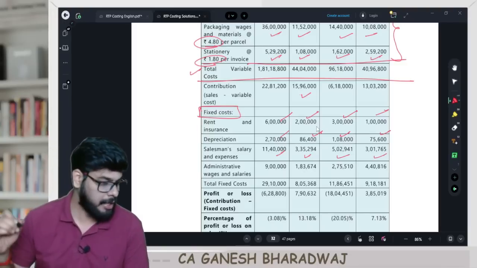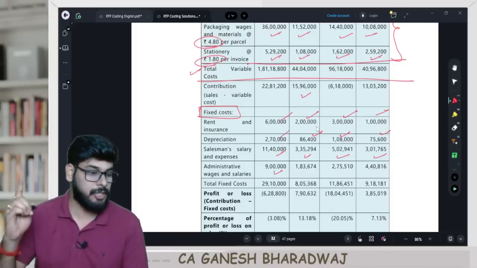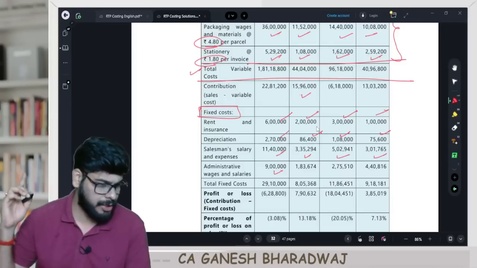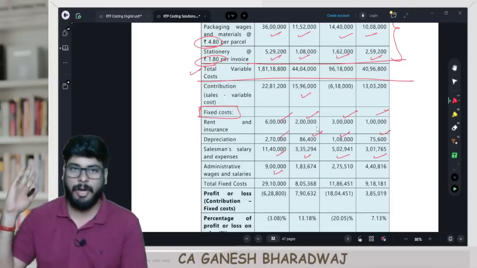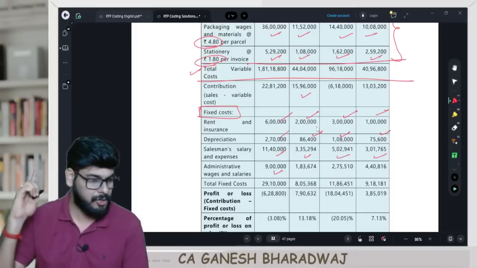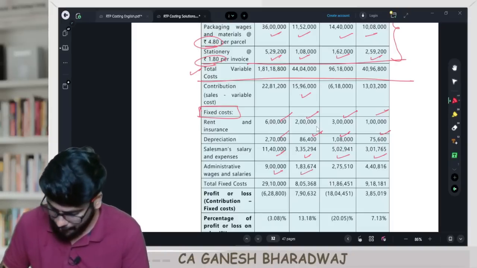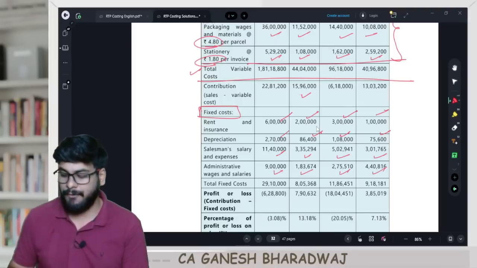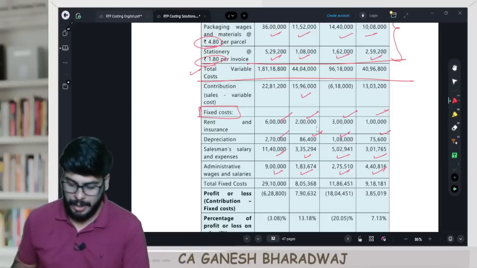Right? And then finally, you have your admin wages and salaries, 9 lakh rupees in total. This is on the basis of number of invoices. Number of invoices is how much? That's going to be 60,000, 90,000 and 1,44,000. So if you apportion it on the basis of 60 is to 90 is to 144, you will get 183,674, 275,510 and 4,40,816. Right? So now you have the product wise fixed cost breakup.